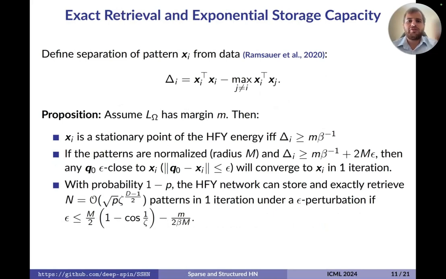In this slide, we can define the separation of a pattern by measuring how far a given pattern xi is from the remaining patterns. Then, if the margin is lower bounded and the patterns are normalized with radius m, any epsilon-close query to the stationary point of the Hopfield-Fenchel-Young energy will converge to this point in one single iteration. Furthermore, with probability 1 minus p, the network can store and exactly retrieve an exponential number of patterns in one iteration if the epsilon perturbation is upper bounded.